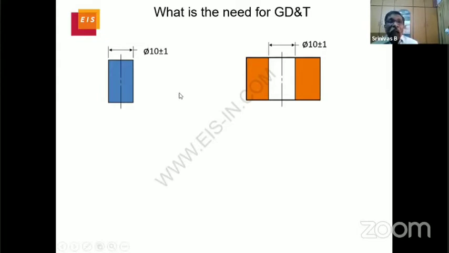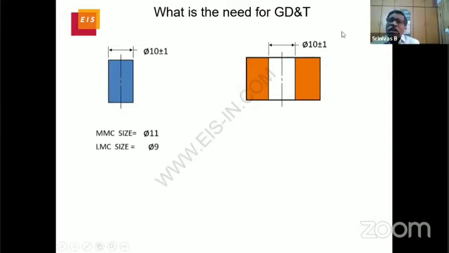Do you agree? And the LMC size of this pin is, yes, LMC means least material condition. When do you have least material condition? When the pin is smallest. What do you mean by the smallest? It can acquire a size no less than 9 mm. Therefore, the LMC size is 9 mm. MMC size is 11 mm, as we already said. LMC size, 9 mm.